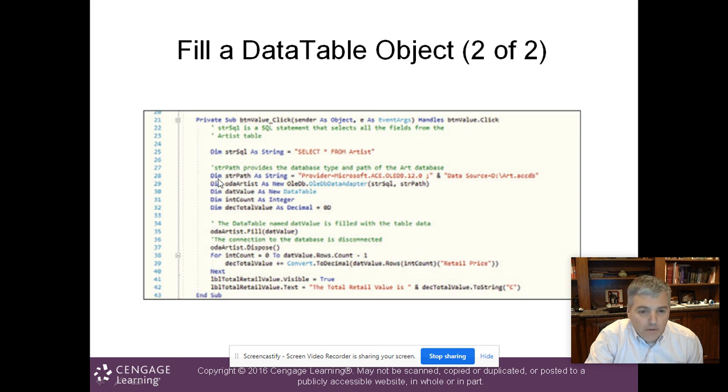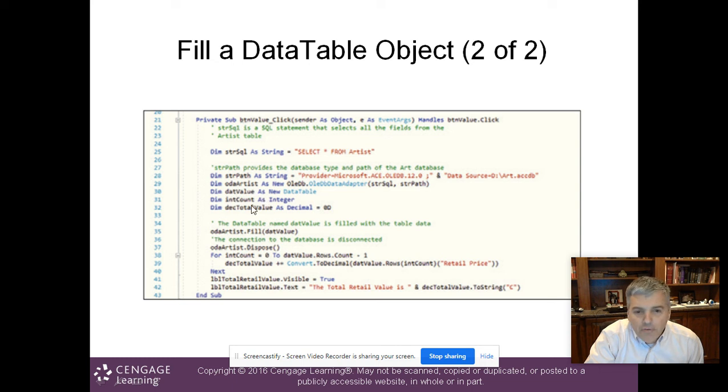And we declare our path here. This is just our connection, basically our connection string, how we're connecting to the database. So we need to provide the driver here, or provider, and this is pretty standard for an Access database, and then the path to the database. And then we create a data adapter using the SQL string and the path here. And that kind of opens a connection to the database.